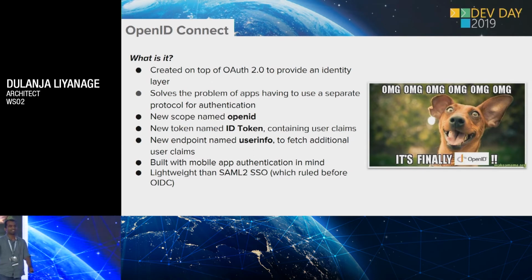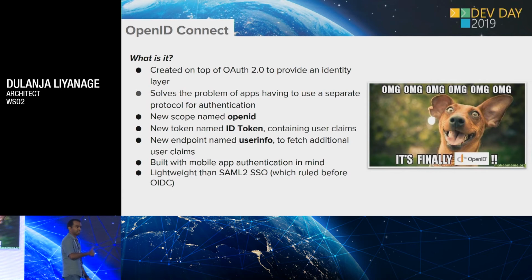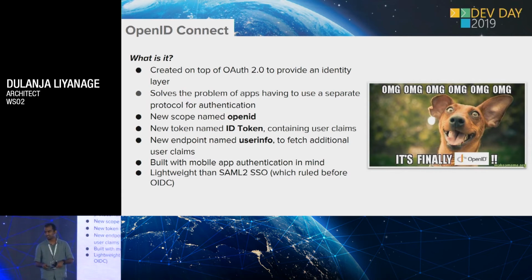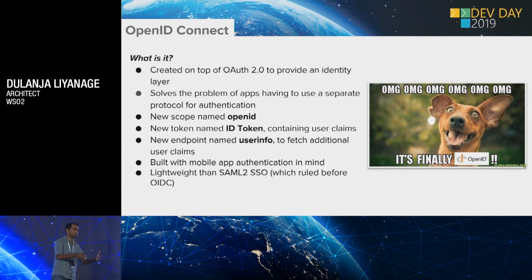That's the happy face, right? So what was missing in OAuth? Authentication. What does OpenID Connect provide? Authentication, and what OAuth was providing. Right. OpenID Connect is built on top of OAuth 2.0 to provide that authentication layer.